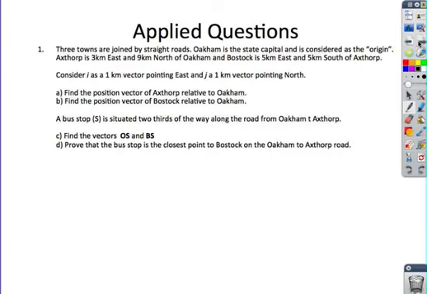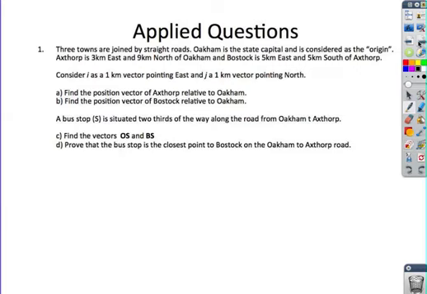Oakham is the state capital and is considered as the origin. Axthorpe is 3 kilometers east and 9 kilometers north of Oakham. Bostock is 5 kilometers east and 5 kilometers south of Axthorpe. If we use the vector basis of i being 1 kilometer east and j being 1 kilometer north, what we want to do is find the position vector of Axthorpe relative to Oakham.